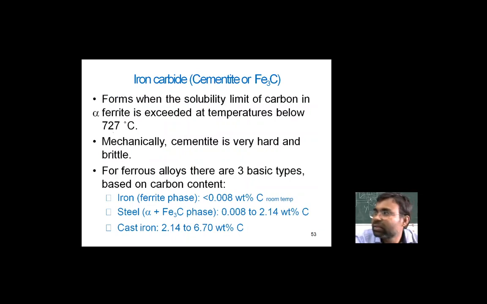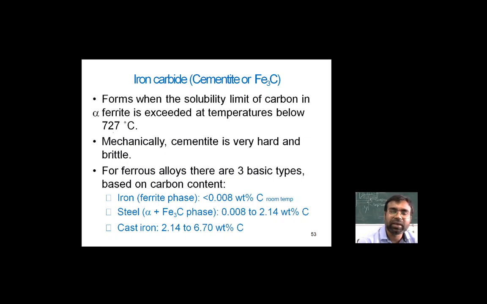So what is that cementite all about? It is formed when the solubility limit of carbon in alpha ferrite, that you saw in the figure, is reached below the temperature of 727 degrees centigrade, where the carbon percentage in the alpha ferrite is at its maximum. And mechanically, the cementite is very hard and brittle, as we discussed earlier.